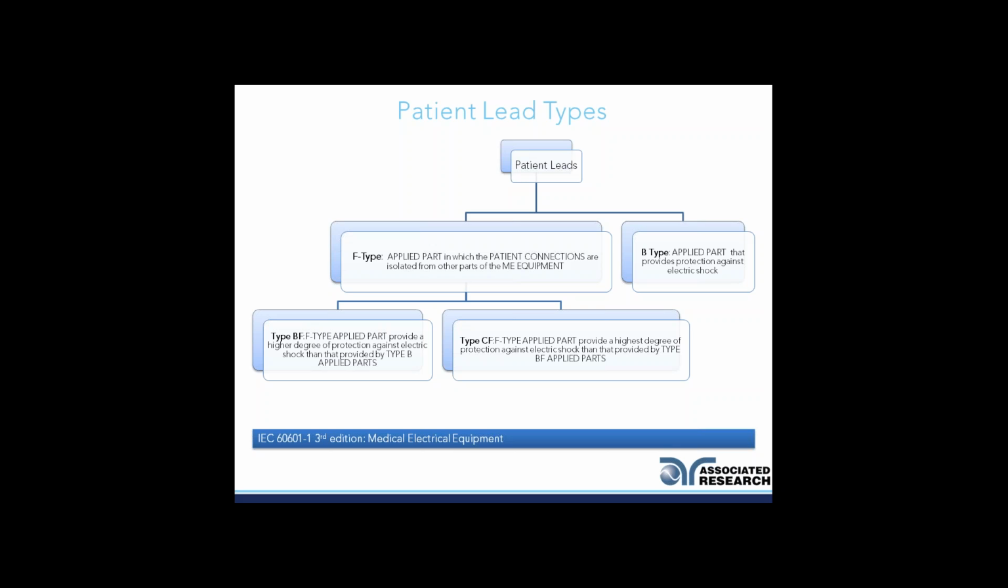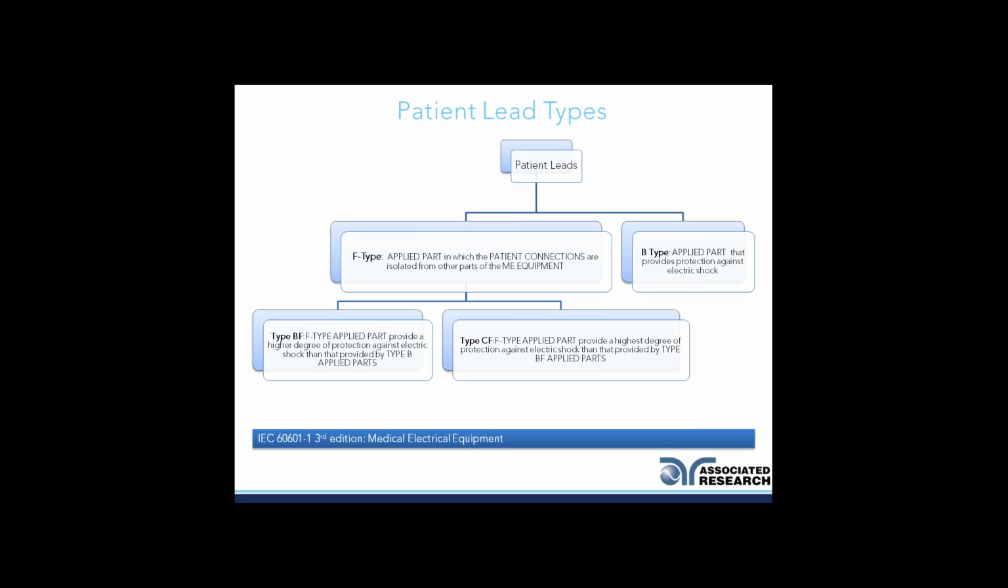Further, this classification goes into two separate patient lead connections. One is type BF and the other one is CF. A type BF connection is a patient lead that provides a higher degree of protection against electrical shock compared to a B-type connector. An example of a type BF part would be ECG electrodes, which make connections through a conductive connector to the patient, but not necessarily any direct contact with any kind of cardiac applications.